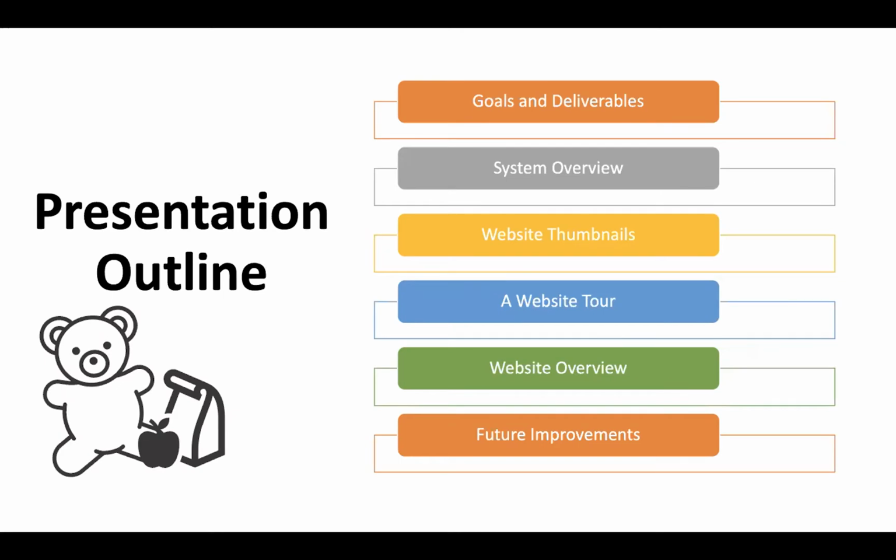Hi everyone, my name is Lucy and I'm the market research analyst. So here is our presentation outline. First of all, we are going to talk about our goals and deliverables. And then we are going to introduce you to our coding system. Next, we are going to show you some thumbnail images on our website and also some function highlights. Then we are going to take you on an actual web tour. And then we are going to talk about some advantages and features of our website. And finally, we are going to mention some areas that we want to improve in the future.